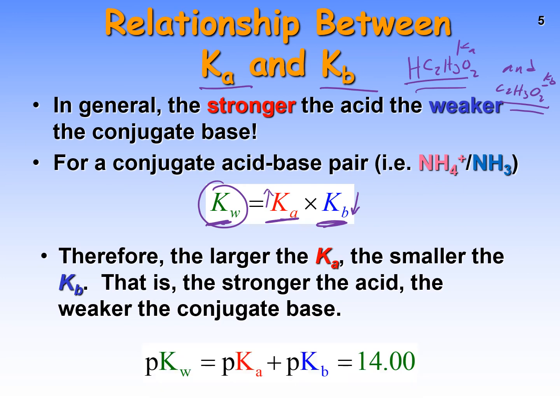We can take the negative log of both sides of this equation here, and that gets us that pKw is equal to pKa plus pKb, or in other words, pKa plus pKb is equal to 14. Again, this one only works at 25 degrees Celsius, because that's the temperature that Kw is 1 times 10 to the negative 14 at. But this equation works at any temperature as long as you know Kw at that temperature.